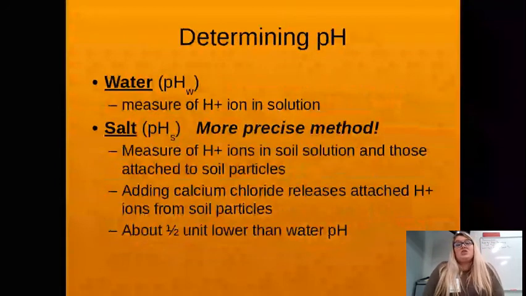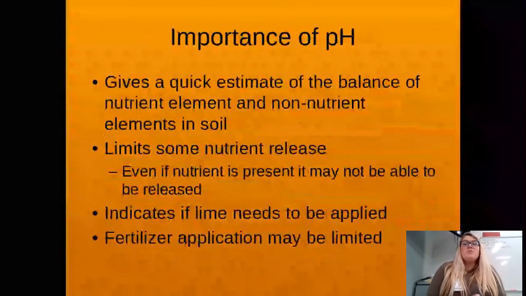How do we determine pH? You can do it two different ways. You can do water soluble and you can do salt. Salt is usually more specific and it's a better method. However, the quick method can tell us a lot. We're going to be doing the quick method in class, which is water. If we were going to do salt, the easiest way is to send it off to a lab, and you pay like $30 and they will tell you everything and anything you want to know about your soil, more than just pH.